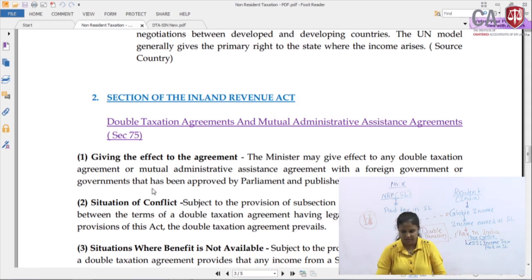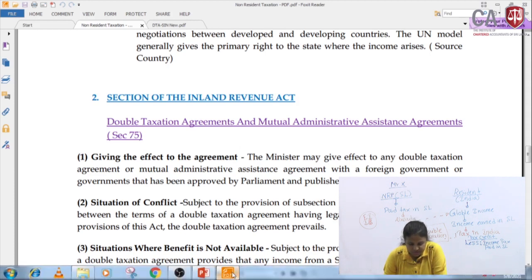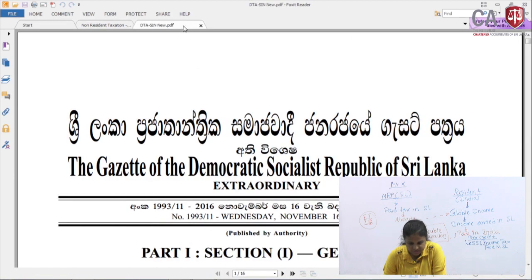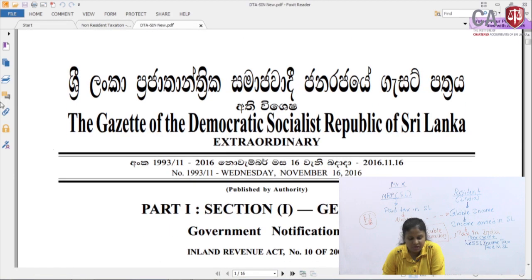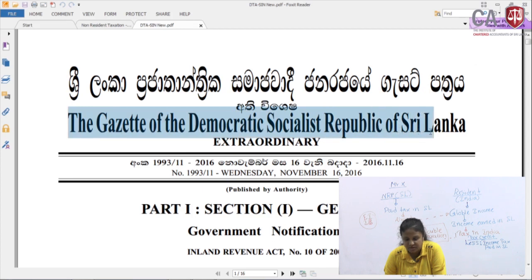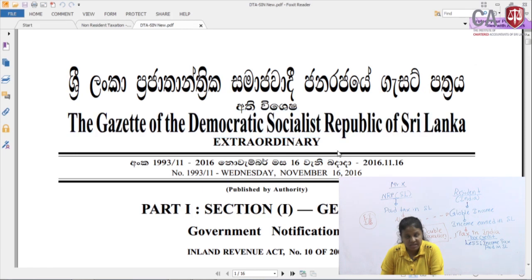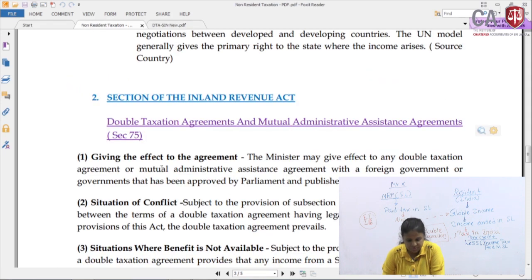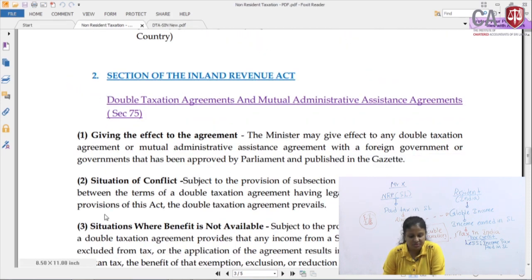You can see, Lamai, if I show you a double taxation treaty, this is the Sri Lanka and Singapore treaty. If we look at the first part of the treaty, it says the Gazette of the Democratic Socialist Republic of Sri Lanka, extraordinary. After the negotiation, it is published by way of the gazette, okay, which has been given in the Act also. Then, situation of conflict.